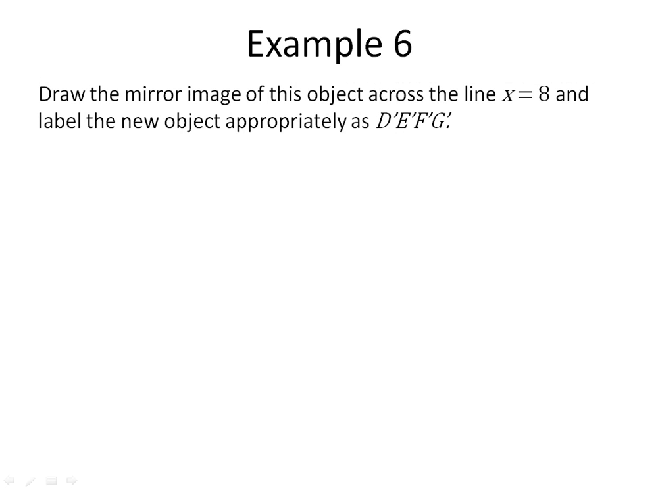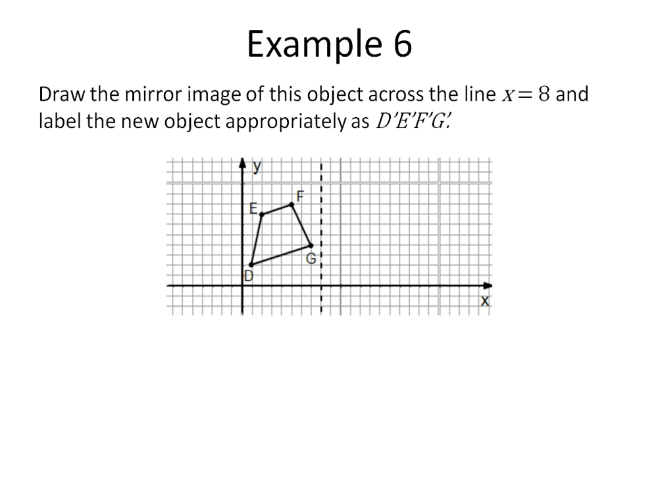Okay, example 6, they want the mirror image of this object across the line x equals 8 and label the new object appropriately as D prime, E prime, F prime, G prime. So here's our original quadrilateral, DEFG. Notice the dotted line is where x is equal to 8.